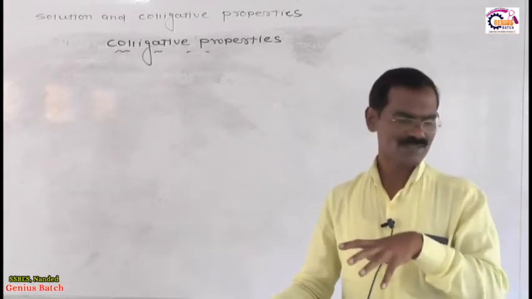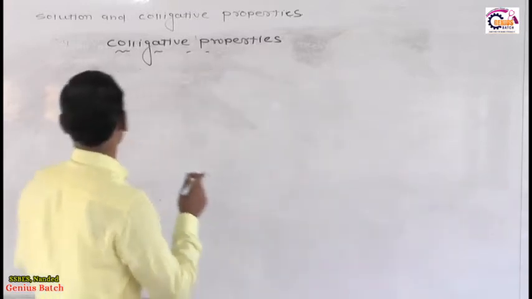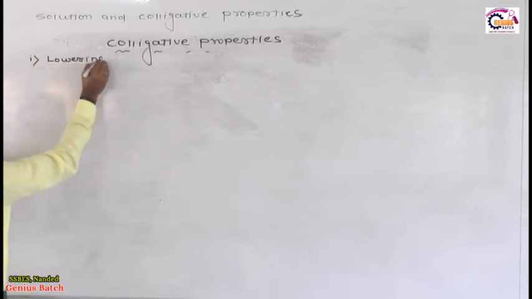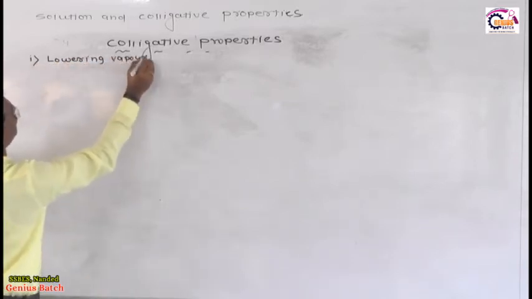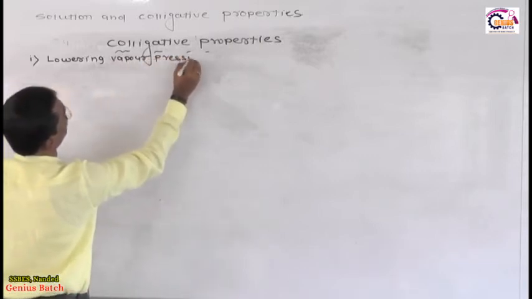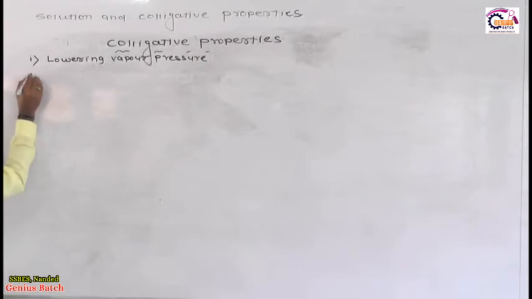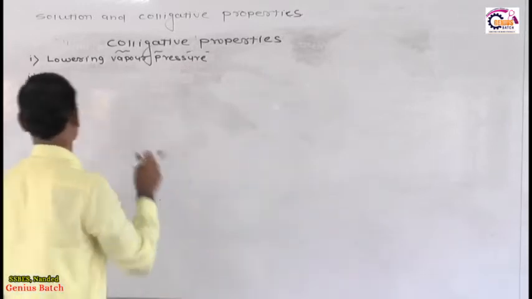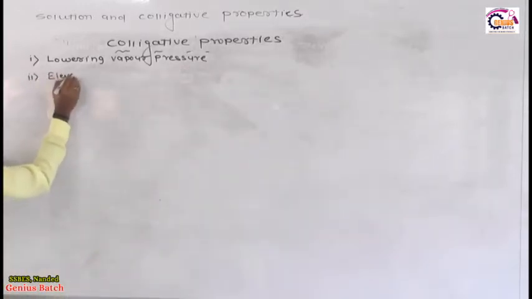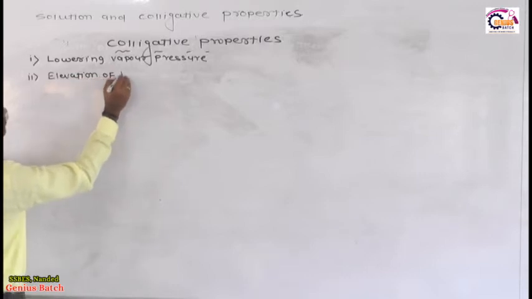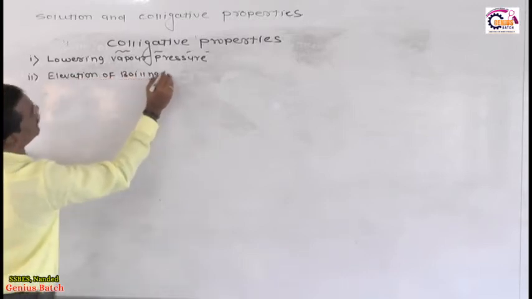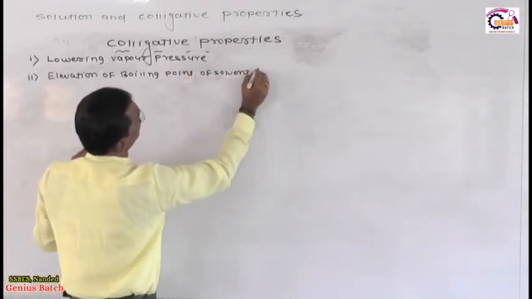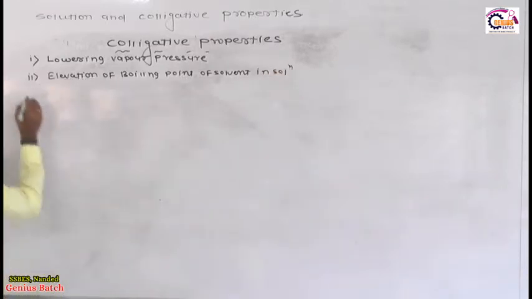In your syllabus you have 4 colligative properties. Out of the 4, the first colligative property is called lowering of vapor pressure. The second colligative property, as per your syllabus, is elevation of boiling point of solvent in solution. So this is the second colligative property.